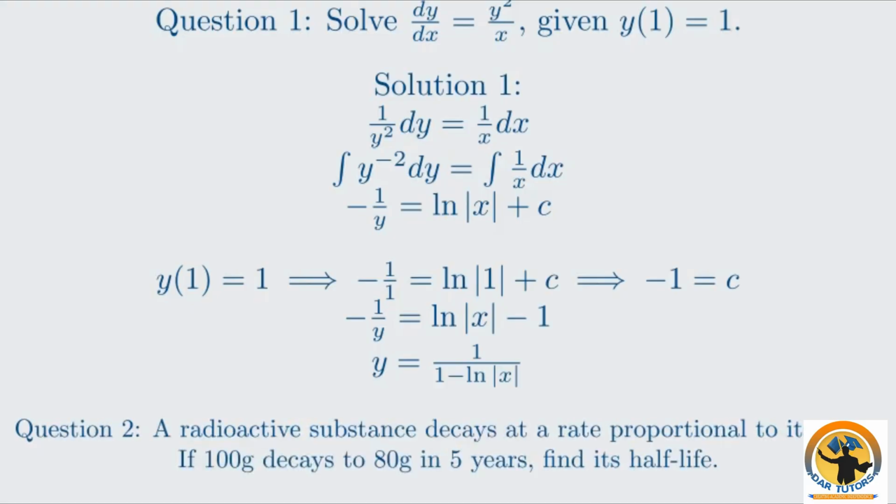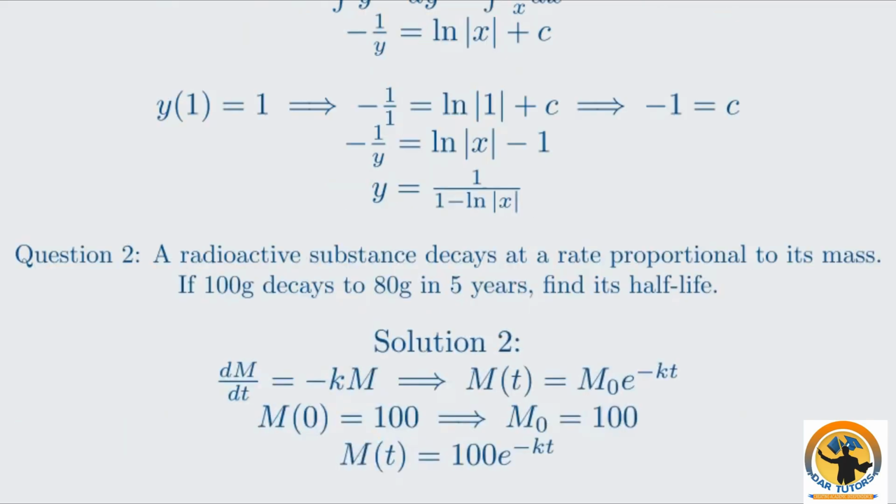Question 2. The rate of decay of a radioactive substance is proportional to the amount of the substance present. If 100 grams of the substance decays to 80 grams in 5 years, find the half-life of the substance. Pause the video and try to solve this decay problem. Let's look at the solution.